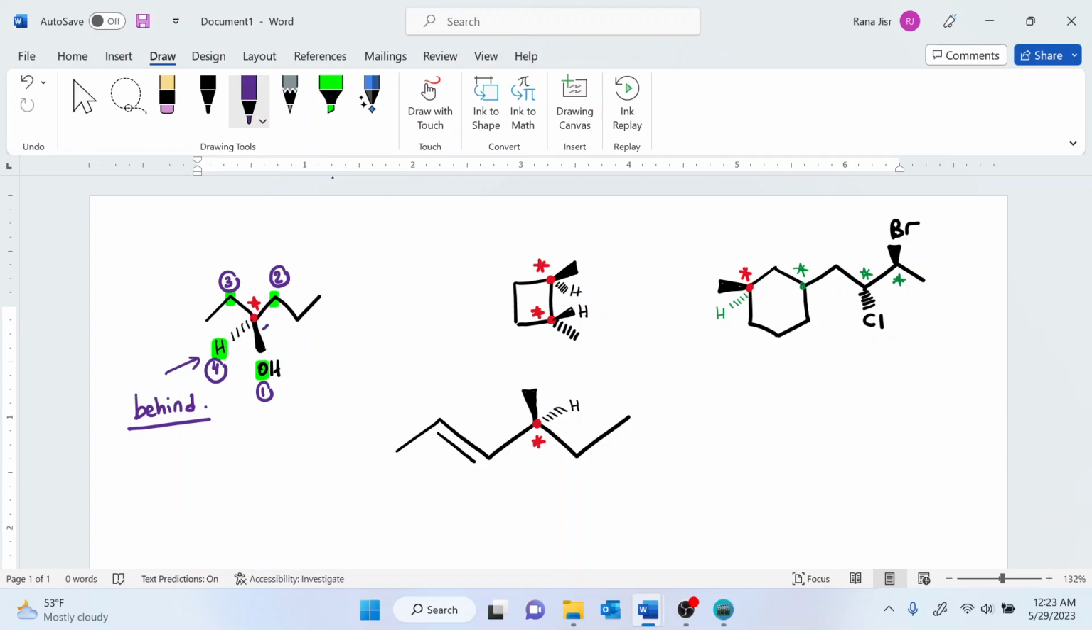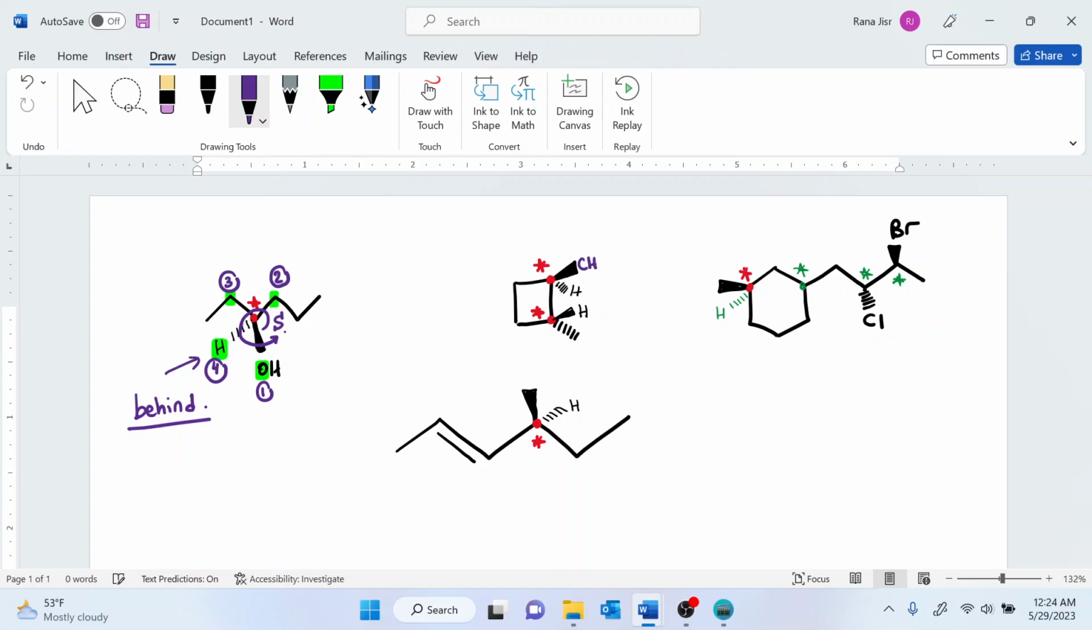So I'm going to go now by 1, 2, and 3, and that is counterclockwise. It's an S configuration. I keep it an S. I do nothing. You don't invert that because you did not switch the groups. So this is an S configuration. Let's have another example here.